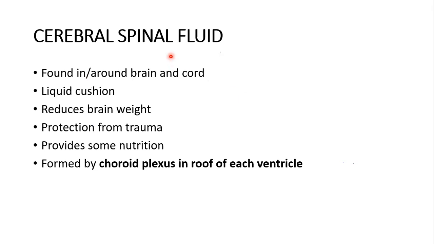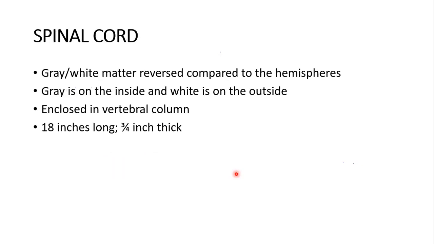The cerebrospinal fluid is found around the brain and the cord. The liquid cushion reduces brain weight, protects from trauma, and provides some nutrition. It is formed by the choroid plexus in the roof of each ventricle. And then the spinal cord: gray and white matter are reversed compared to the hemispheres. Gray is on the inside and the white is on the outside.